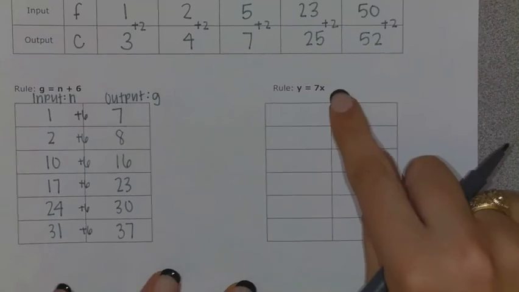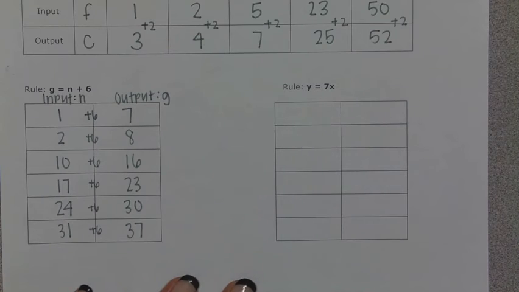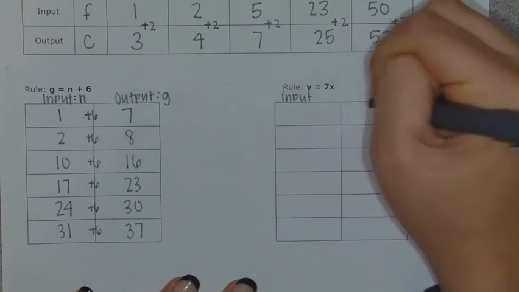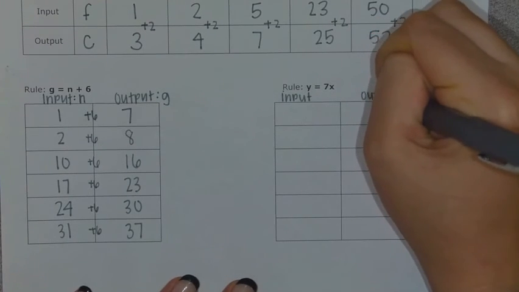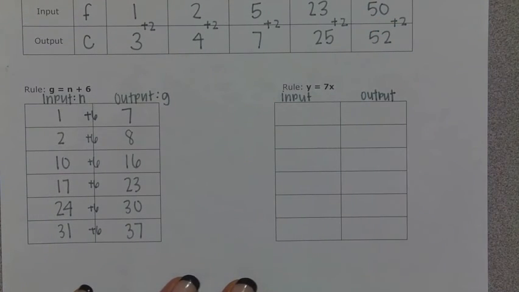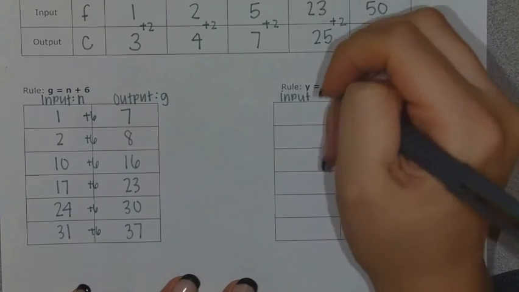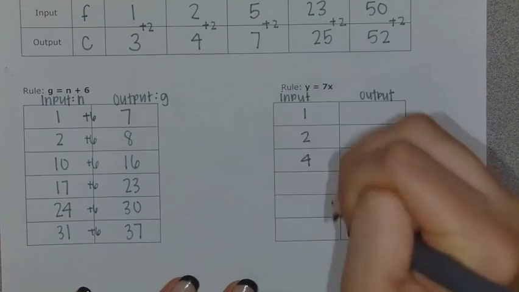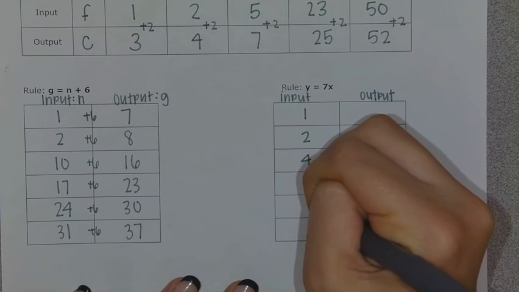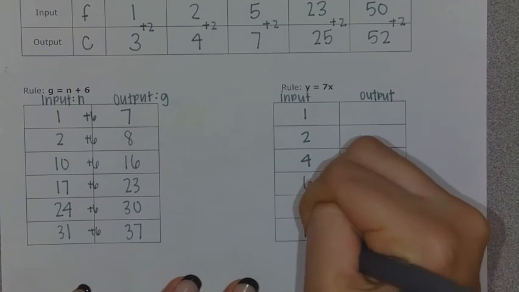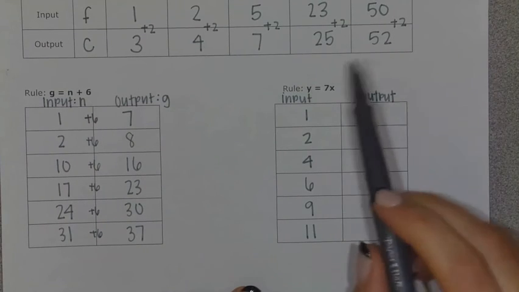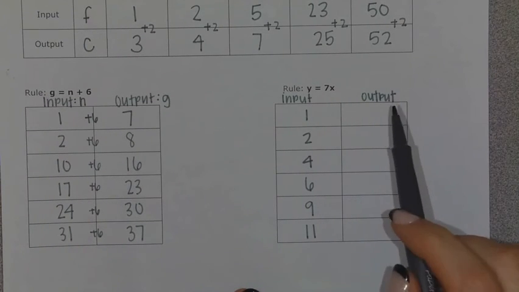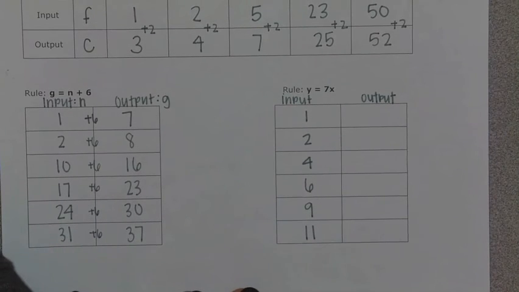All right, we're going to do one more. This time, our rule is y is equal to 7x. So label the left side again as your input. The right side is your output. I'm going to give you some input coordinates here. So let's say 1, 2, 4, 6, 9, and 11. So now, with the people sitting at your table, decide which variable is the input, which one is the output, label them as so, and then come up with all your output variables.